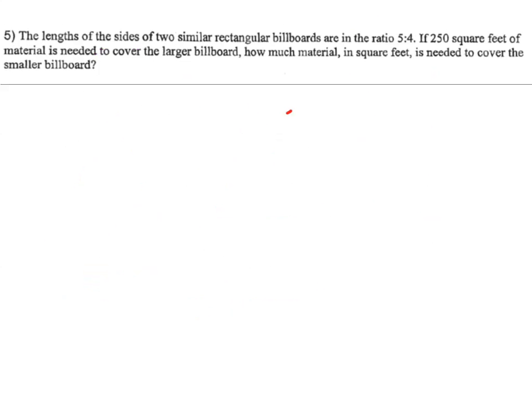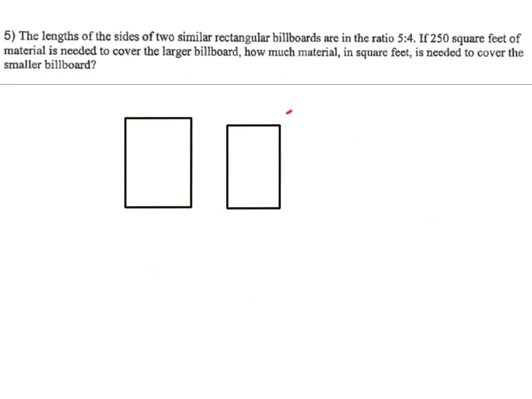Alright, let's look at number 5 here. The lengths of the sides of two similar rectangular billboards are in the ratio of 5 to 4. 250 square feet of material is needed to cover the larger one. So one of them is this way, and the other one is this way. Let us assume the ratio is 5 to 4 of the size. So 5A and then 4A, or one way or the other, 5 to 4. But 250 square feet of material is needed to cover the larger one.